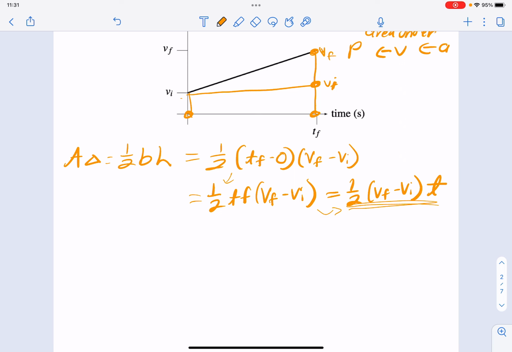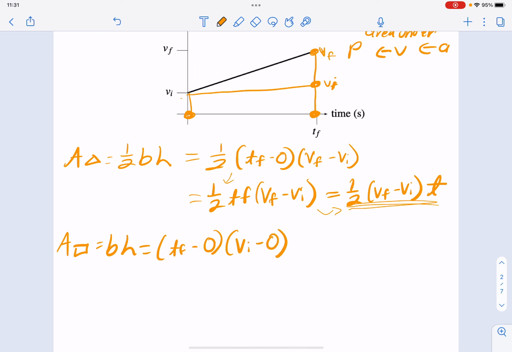I reorganized again. Now, let's go ahead and do the area of our rectangle. Base times height, right? Our base is from 0 to t final, so t final minus 0. And then our height is from 0 to v initial, so this will be v initial minus 0. What does that give us? Let's clean it up a little bit. That's going to be t final times v initial. I'm going to clean it up one more time to reorganize it, and I'm going to say v initial times time.